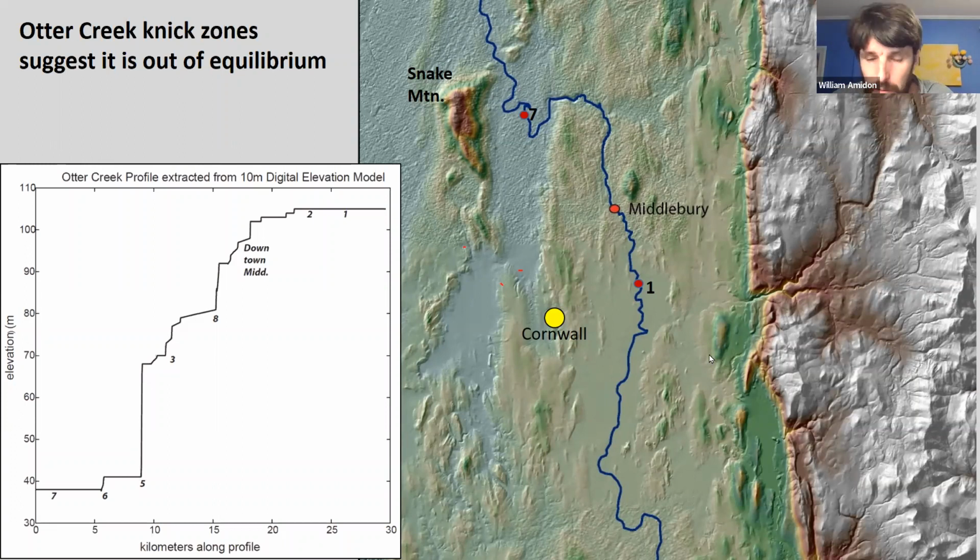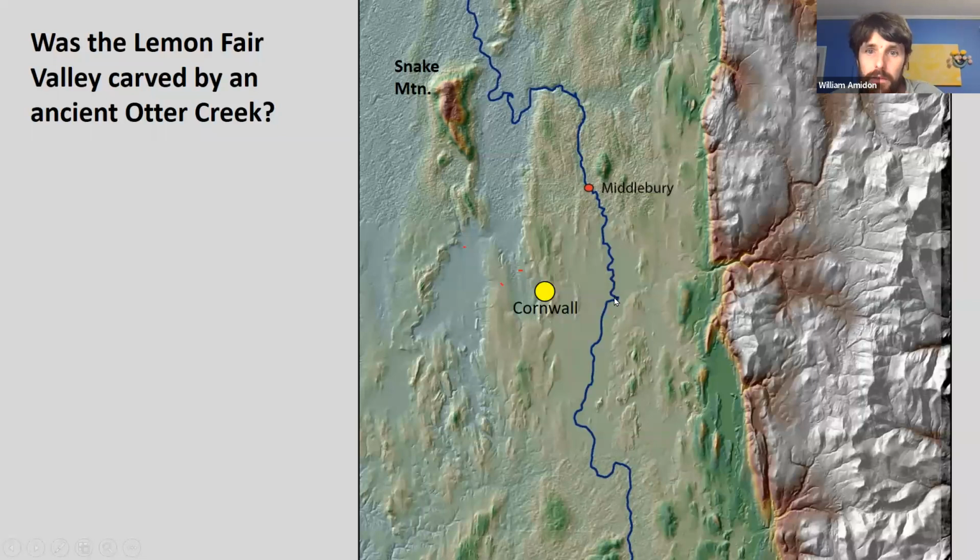There's another possibility, which is maybe simpler and probably less controversial: what if Otter Creek has only recently been deflected onto this path? And actually, what if it used to flow through the Lemon Fair Valley? And this is a very real possibility.